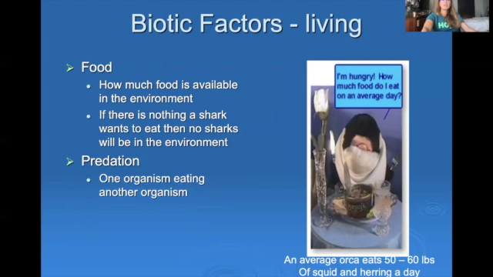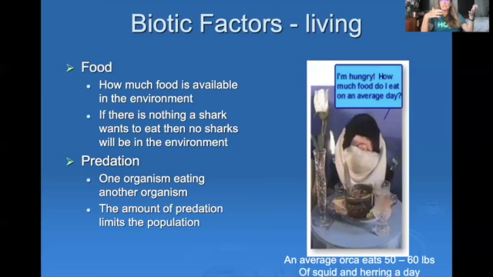Predation. Predation is the act of one organism eating another organism. The amount of predation limits the population. I love ecology because there's a lot of what I call no-duh science statements in here. The amount of predation limits the population. If I have a lot of coyotes, what happens to the bunny population? It goes down because the coyotes are eating the bunnies. If I have a lot of hillbillies, then the amount of coyotes might go down because the hillbillies are eating the coyotes.